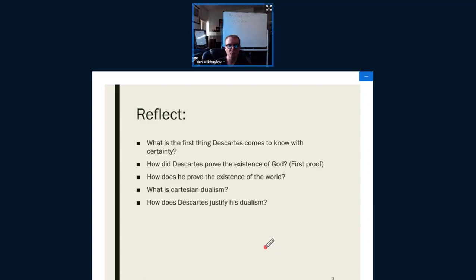Exactly. I can doubt my body, but I cannot doubt my mind. And to him that proves they are different types of things. He can doubt one of them, but he cannot doubt the other one. Again, whether it is a good proof that they are two different kinds of things, I don't know. A lot of philosophers disagree with him, but he thinks it's a good proof that they are totally separate kinds of things. He can imagine himself without the body. He cannot imagine himself without the mind. Therefore, there are two different substances, as he called it. Okay, good job.